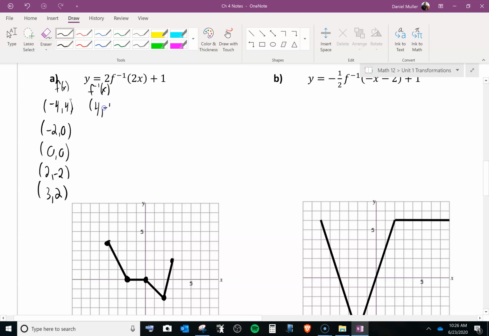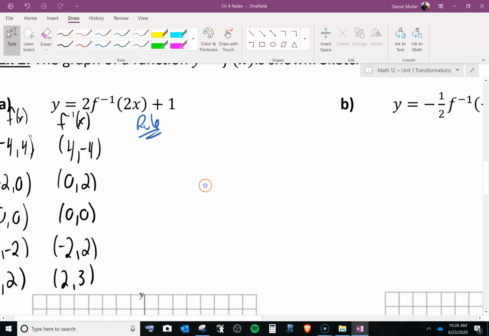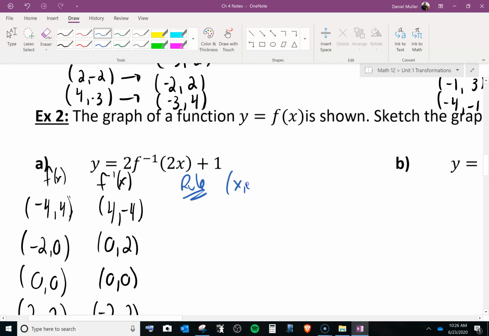So I can just swap them, 4 and negative 4, 0 then 0, that doesn't need much, negative 2 and 2, and 2 and 3. So I just swapped the x and the y. And now I can apply my rule to all of these points. So let me just take a look at what my rule would be. So for any x and y, now the x, it says times by 2, so I will divide by 2. There's no adding or subtracting. And then the outside stuff, it says times by 2, so I'll do that, 2y, plus 1. So those are my transformations. We've been doing a lot of them lately, so hopefully that part kind of makes sense.